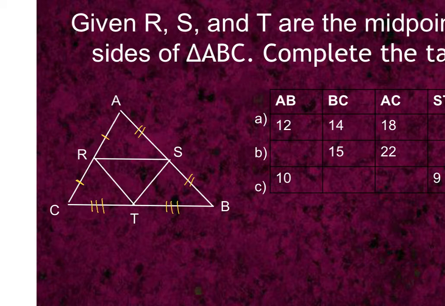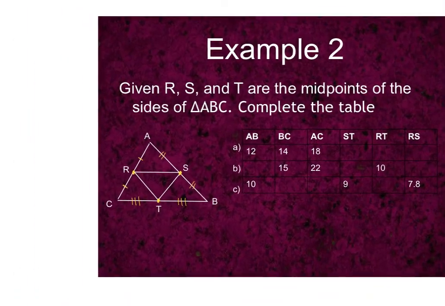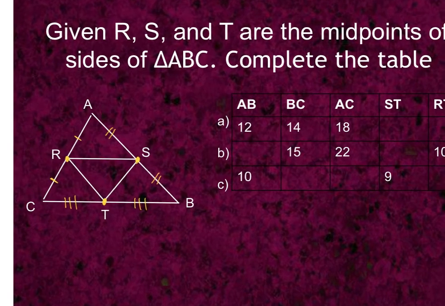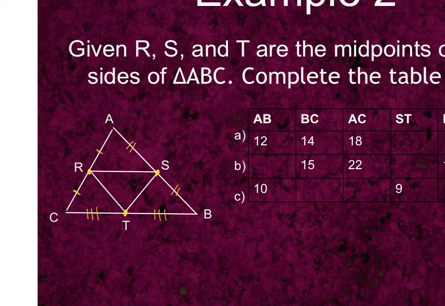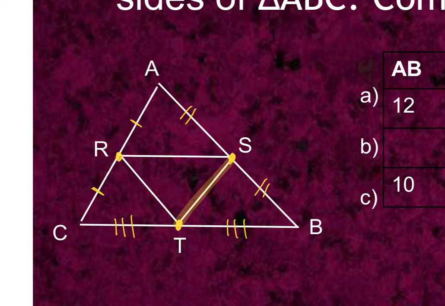Why are those equal? Because they're midpoints. Midpoint, midpoint, midpoint. Because it told us that they're midpoints. But we now know that RS is now the mid-segment, RT is now a mid-segment, and TS is now a mid-segment. Okay? So AB equals 12, BC equals 14, and AC equals 18. ST, that's this line segment right here. What is ST? Well, in order to figure out ST, we need to find which side of the triangle is parallel to ST.